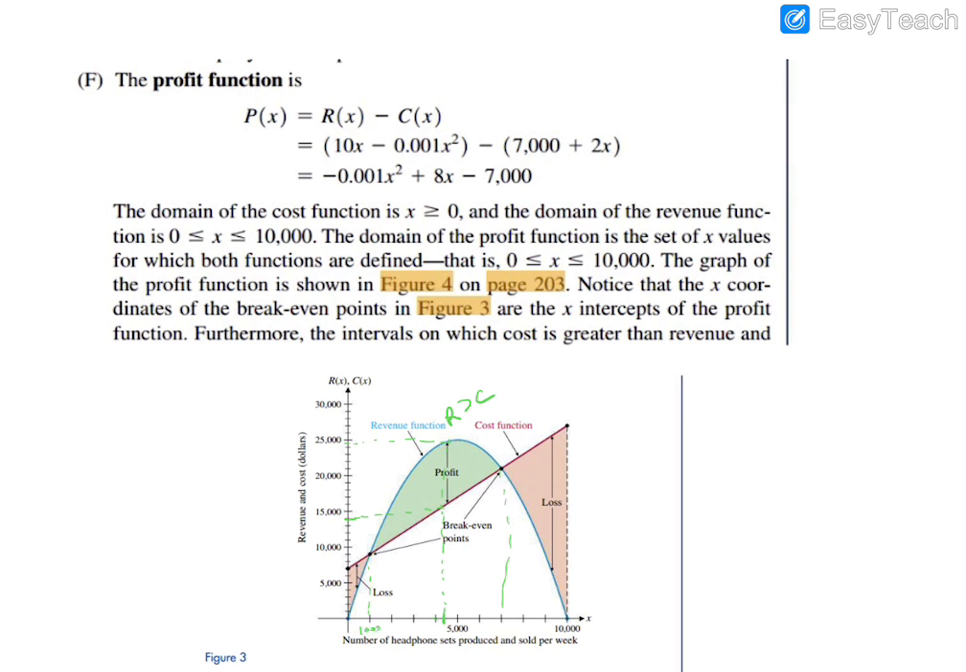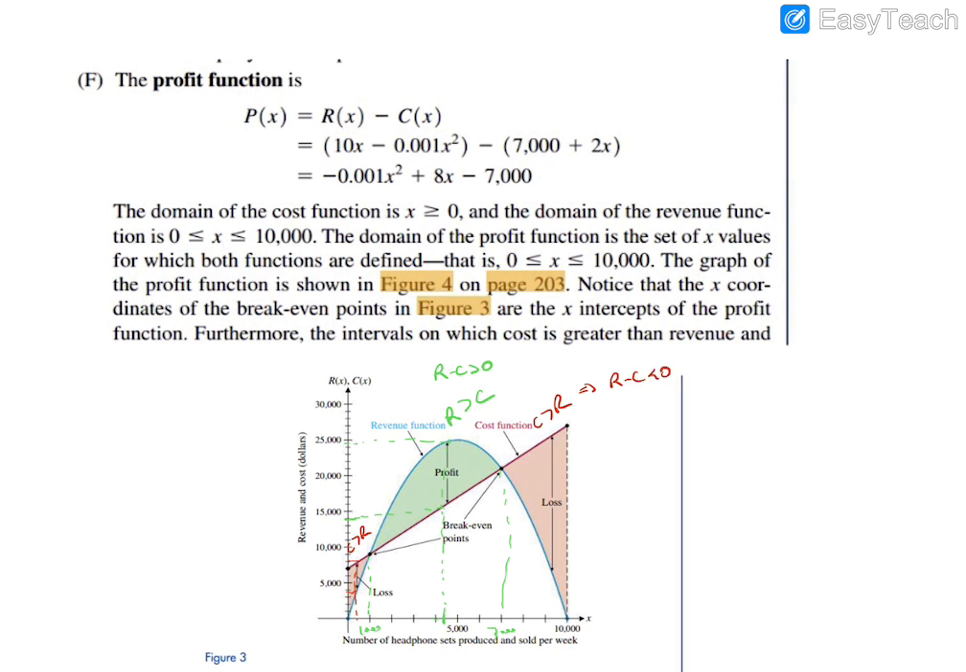1,000 and 7,000. Okay, so between 0 and 1,000, cost is bigger than revenue. Okay, so here you can observe cost is bigger than revenue. So here cost bigger than revenue, and here cost bigger than revenue. So when revenue is bigger than cost, that means revenue minus cost is positive. When cost is bigger than revenue, this means revenue minus cost is less than 0.